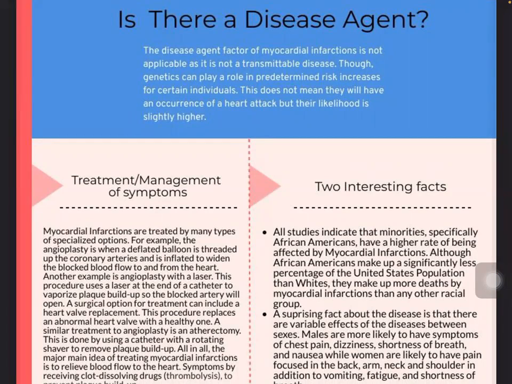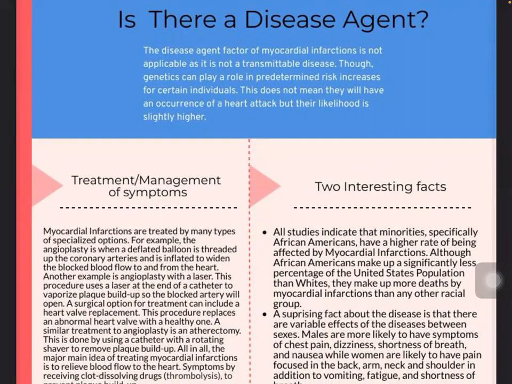Oftentimes, the predetermining factors are genetics. Studies indicate that although African Americans make up a significantly smaller percentage of the population than whites, they account for more deaths by myocardial infarctions than any other racial group. What is also surprising about this is that the disease affects more men than women.